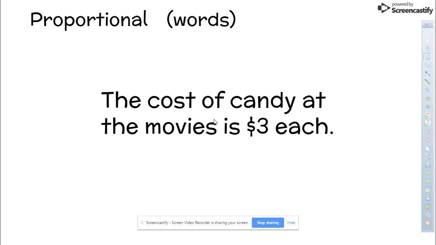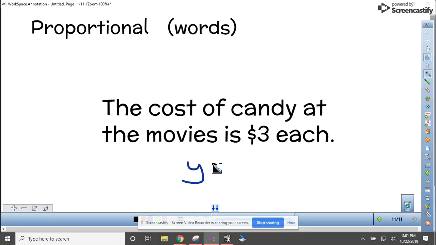In words, any situation that you see where there's just one rate, $3 each, that's proportional because I would write that as y equals 3x. There's no plus or minus because there's no other one-time fee. It's just your rate.